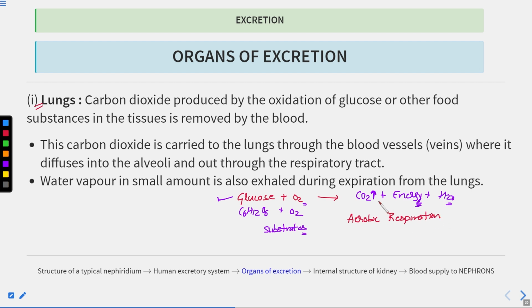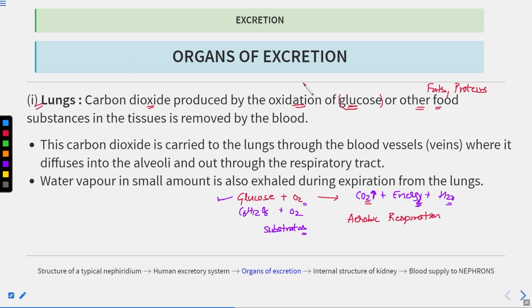Now this carbon dioxide has to be eliminated. So what happens? The carbon dioxide is produced by the oxidation of glucose or some other respiratory substances, which can be fats or proteins. So if carbohydrates are not available, glucose being a kind of carbohydrate, a monosaccharide, then proteins or fat can be oxidized to release energy.